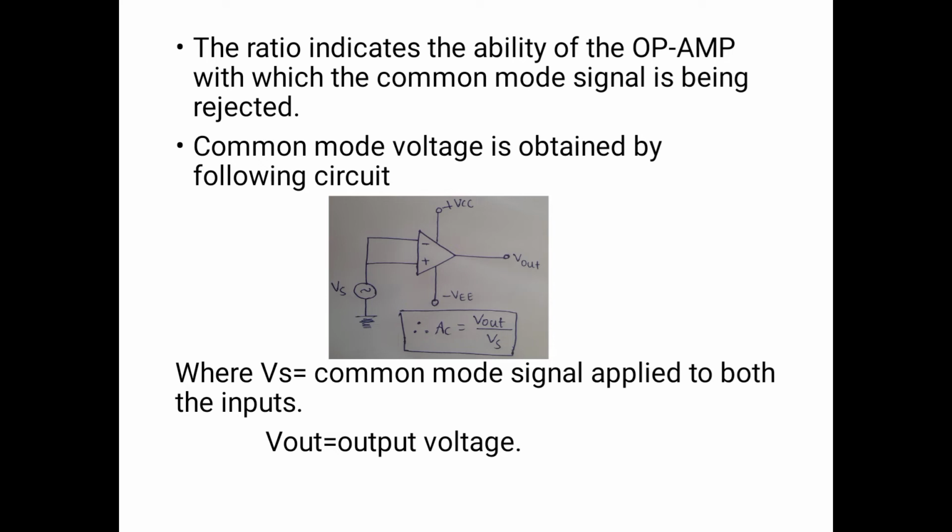And the ratio indicates the ability of the op-amp with which the common mode signal is being rejected. Common mode voltage is obtained by the following circuit, where Vs is the common mode signal applied to both the inputs. Here Vout is the output voltage.